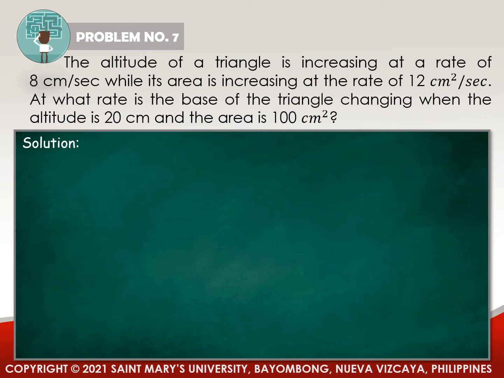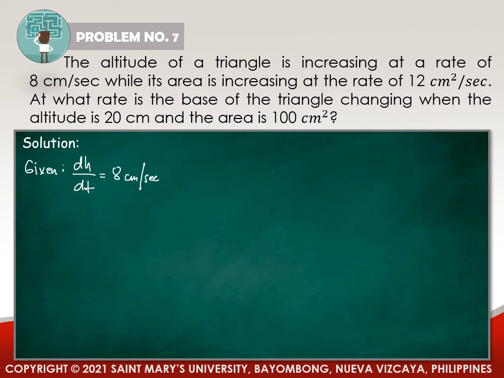Okay, the next problem: the altitude of a triangle is increasing at a rate of 8 centimeters per second while its area is increasing at the rate of 12 centimeters squared per second. At what rate is the base of the triangle changing when the altitude is 20 centimeters and the area is 100 centimeters squared? So we first identify the given. We will represent the altitude as h and the base as b. The area is A. So sabi doon, the altitude of the triangle is increasing at the rate of 8 centimeters per second. This means that dh over dt is positive 8 centimeters per second.